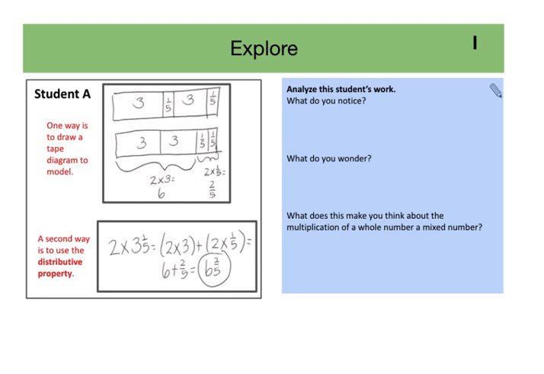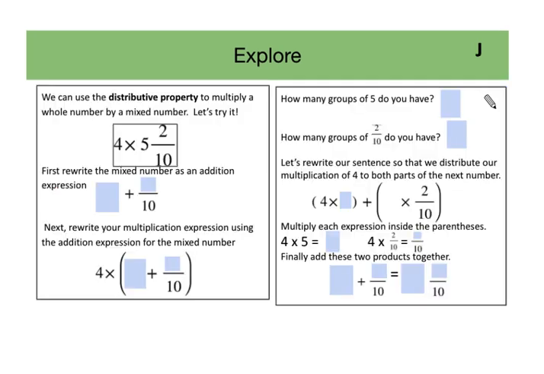Okay, you ready for a challenge? I know you're ready. Let's look at slide J. Pause to complete the slide. When you're ready, press play. Okay, so it says here we can use the distributive property to multiply a whole number by a mixed number. Let's try it. So we have 4 times 5 and 2/10. It says first we write the mixed number as an addition expression. So we're expanding that number into wholes and then fraction. Did you write 5 plus 2/10?